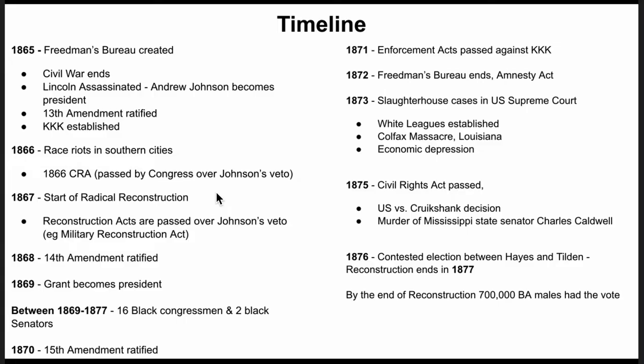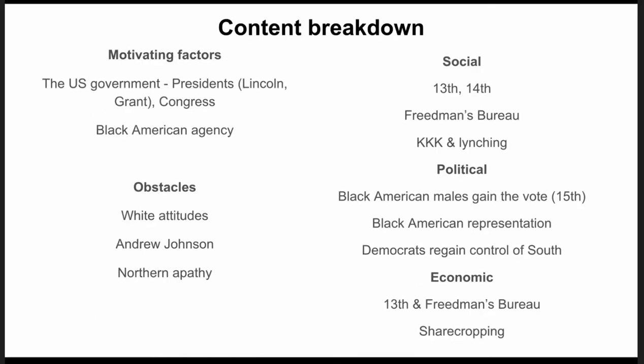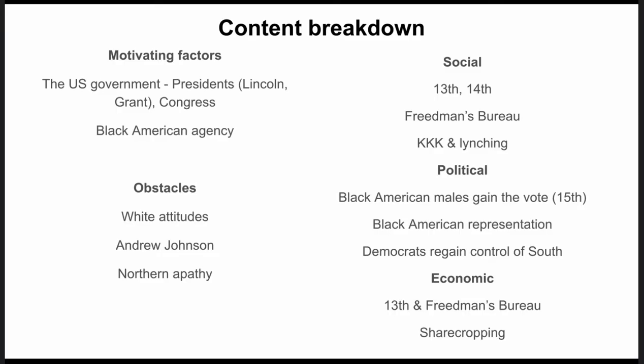However, by the end of Reconstruction, as it says here, 700,000 Black American males had the right to vote. So a pretty significant change from if we start back in 1865 with the 13th Amendment, the abolition of slavery. Okay, I went through that really quickly, and what I would suggest in terms of revision is breaking down the content in these ways.